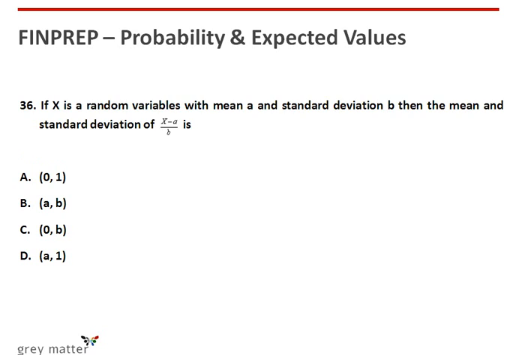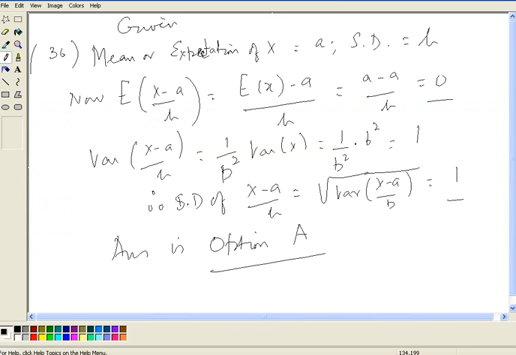36th question. If x is a random variable with mean A and standard deviation B, then the mean and standard deviation of x minus A by B is worked out as follows. Mean or expectation of x is given to be A, standard deviation is given to be B. Now expectation of x minus A by B, as per the general property, is expectation of x minus A whole divided by B. Now expectation of x is A, and then minus A, divided by B, which is equal to 0.